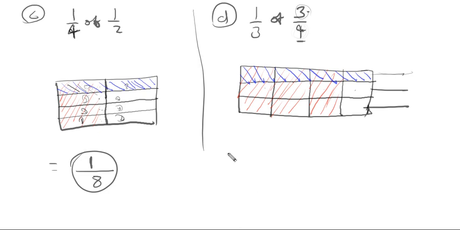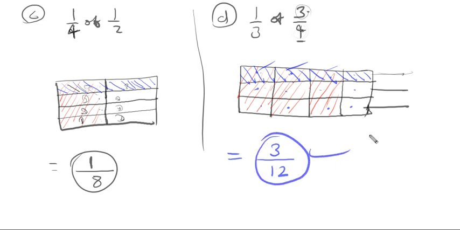Now count the total blocks here. 1, 2, 3, 4, 5, 6, 7, 8, 9, 10, 11, 12. Now total blocks here are 12. So write 12 in the denominator. Now count the blocks which are shaded by both the colors. 1, 2, and 3. These 3 blocks are shaded by both the colors. So our 3 will come in the numerator. So 3/12 will be our answer, right? In this way you have to solve this type of question.